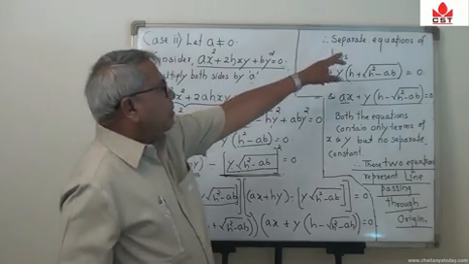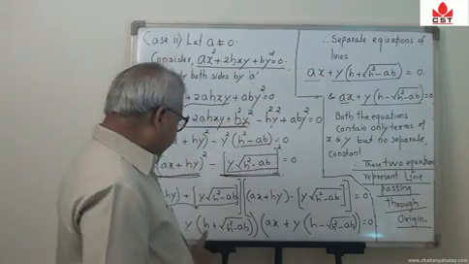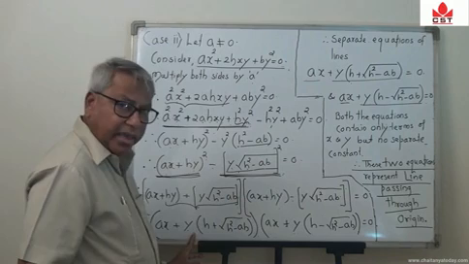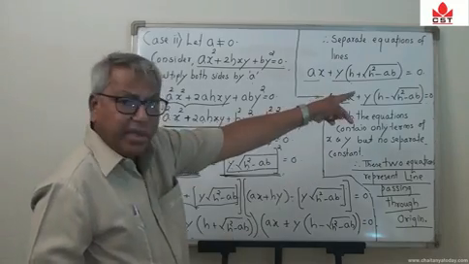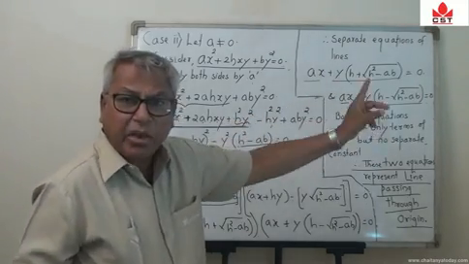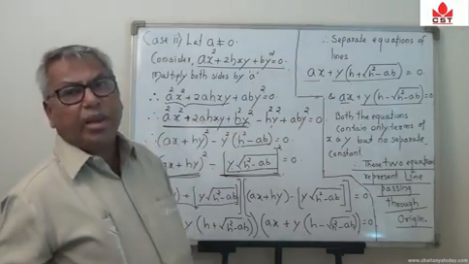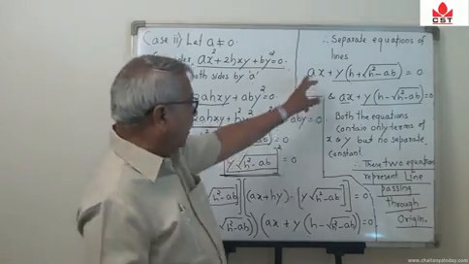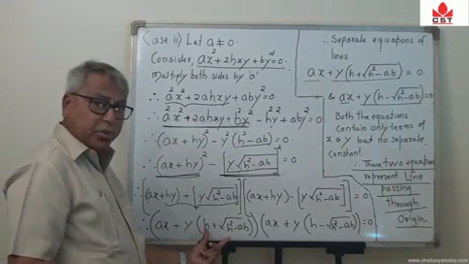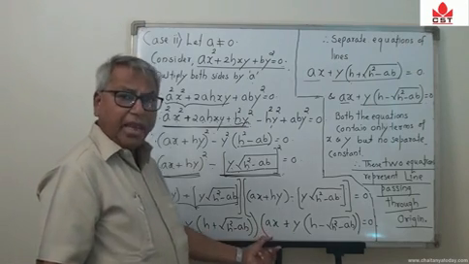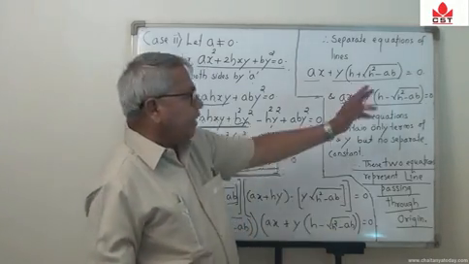And therefore, the separate equations of these lines, taking u equal to 0. First, ax plus y into bracket h plus root of h square minus ab is equal to 0, and ax plus y into bracket h minus root of h square minus ab is equal to 0. That is, ax plus y into h plus root of h square minus ab is equal to 0 and ax plus y into h minus root of h square minus ab is equal to 0.